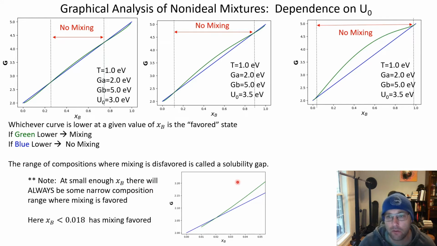The reason I'm showing this is not just because it's interesting in this special case of these particular values, but it's always true for a mixing problem that you'll be able to find a small enough x_B value or a large enough x_B value, because it's symmetric, where mixing will be favored. It might be unbelievably small, right? It might be x_B equals 10 to the minus 6 if the interaction is really, really strong. But there's always some value where it's true that mixing is favored.